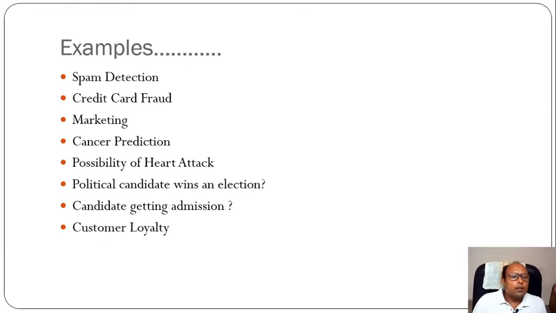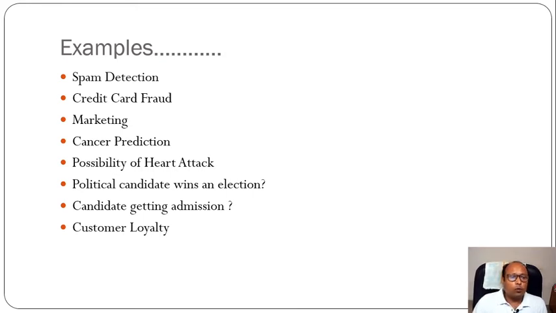For example, we have spam detection. When an email comes to you, you have to find out whether it is spam or a regular mail, depending on its subject line, the content, the kind of words. Credit card fraud: depending on the purchasing pattern, the kind of purchasing observation that we have, you want to classify the observation into credit card fraud or not fraud.